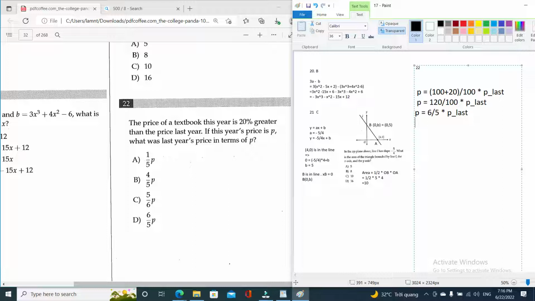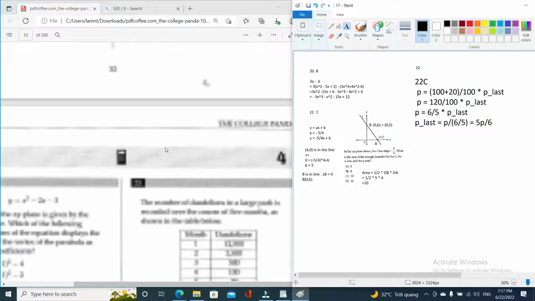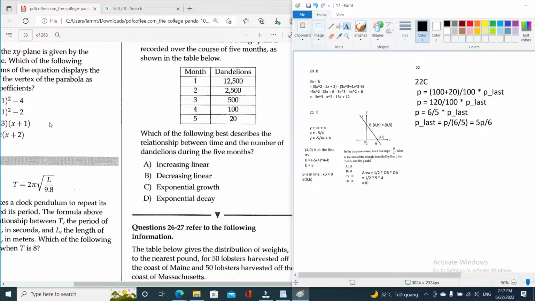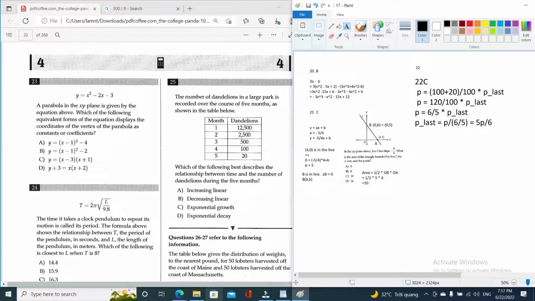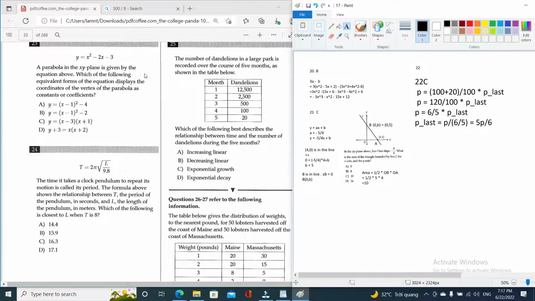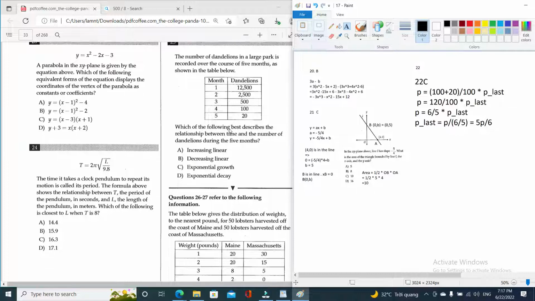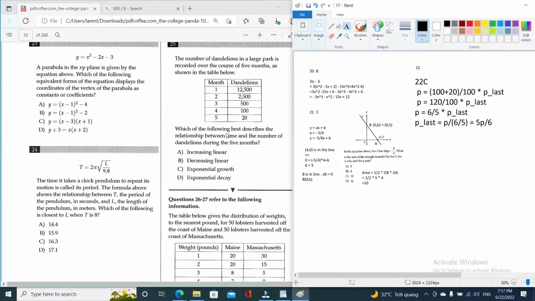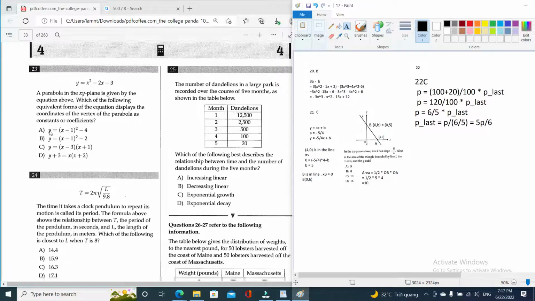So P last will be equal to P divided by 6 over 5, which is 5P over 6. So the answer to 22 is C. Alright, let's try 23, 24 and 25. The rest we want to do in another video.